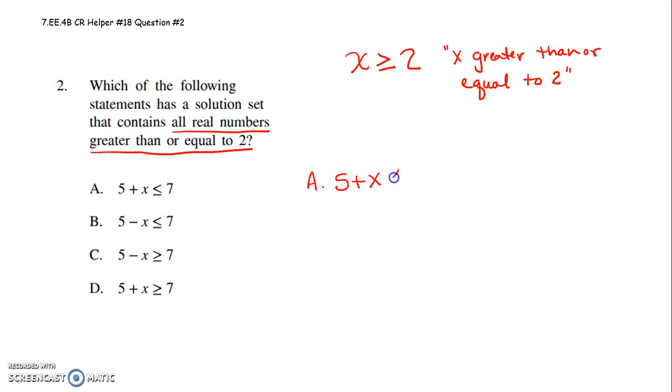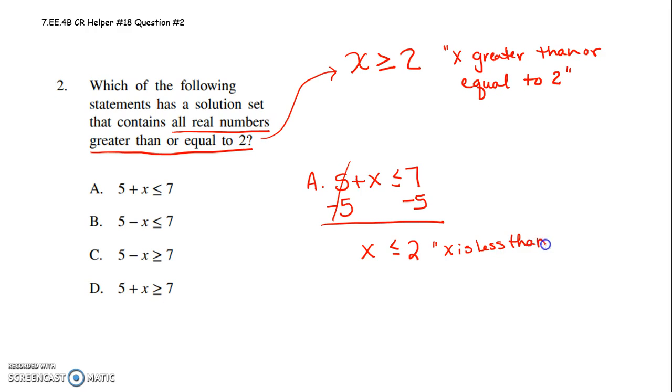5 plus x is less than or equal to 7. I would choose to subtract 5 from each side to get x all by itself. So we'd have x less than or equal to 7 minus 5 is 2. Well, sorry, this says we're looking for x greater than or equal to 2. This says x is less than or equal to 2. That doesn't work.